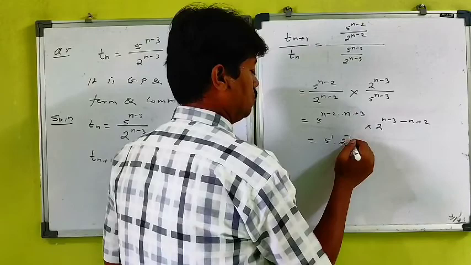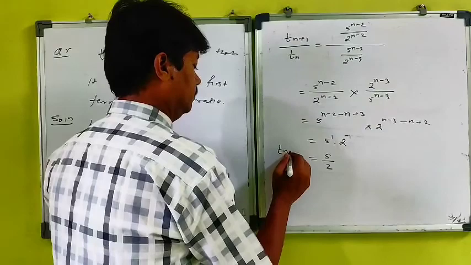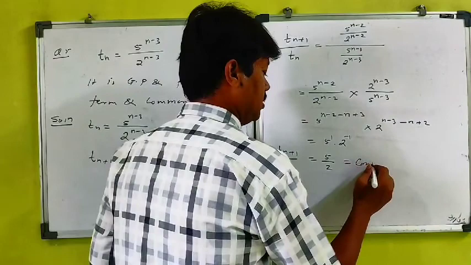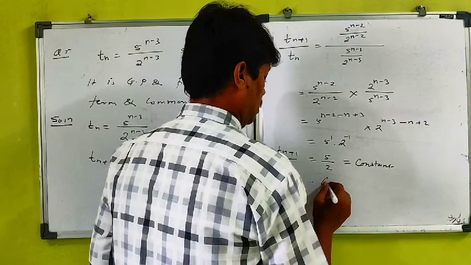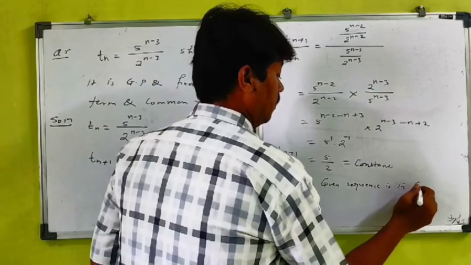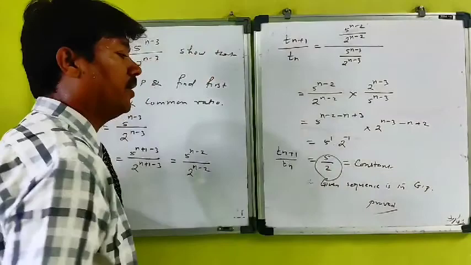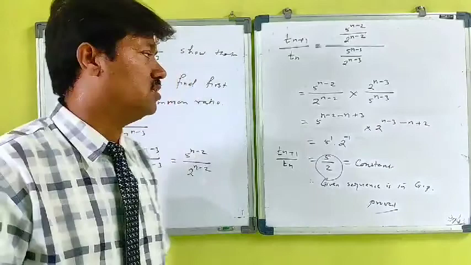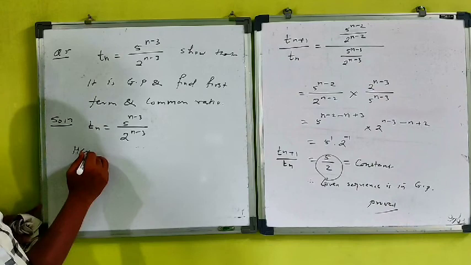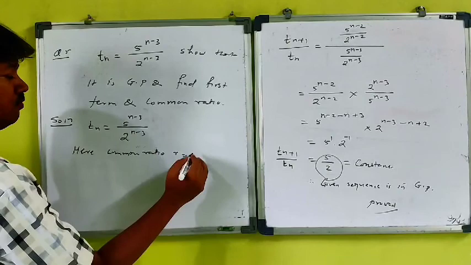So it is clearly Tn plus 1 upon Tn equal to 5/2, which is a constant. Therefore the given sequence is in geometric progression. That's true. And this is your common ratio also, because that is the ratio of two consecutive terms, Tn plus 1 and Tn. And therefore the common ratio is r equal to 5/2.